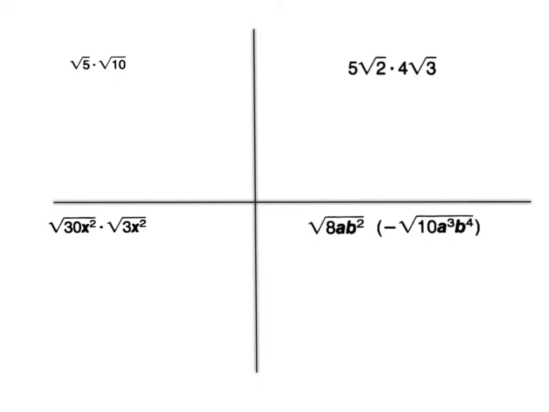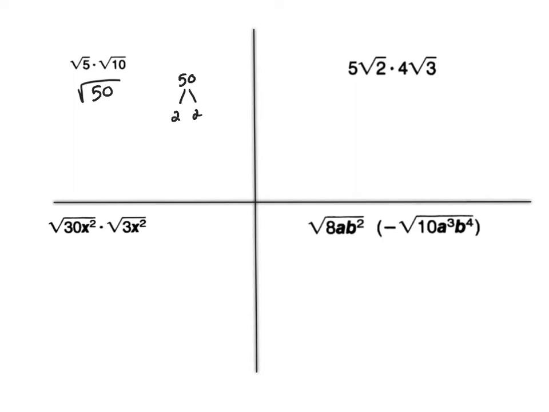All right, today we're going to continue to simplify radicals, but now we're going to start putting multiple radicals together with multiplication. So in the first one, we have the square root of 5 times the square root of 10. If I put those together, I get the square root of 50. And then once I have the square root of 50, I just break 50 down with the factor tree.